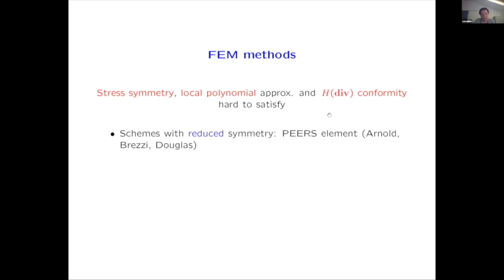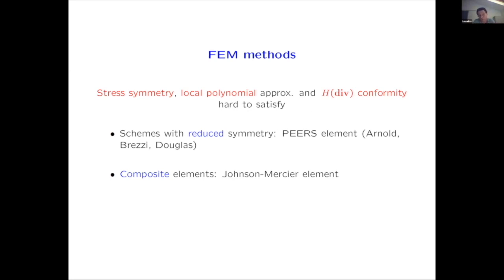The first alternative can be to reduce the symmetry. So you don't want all the properties to be satisfied, and then you relax the first one, for instance, and then you may think of considering the PEERS element of Arnold, Brezzi, and Douglas. But you can also try to get rid of the local polynomial approximation, which is typical of finite element methods. And the possibility here is just to consider composite elements, the Johnson-Mercier element, for instance.